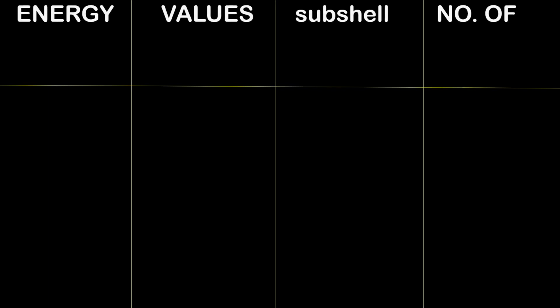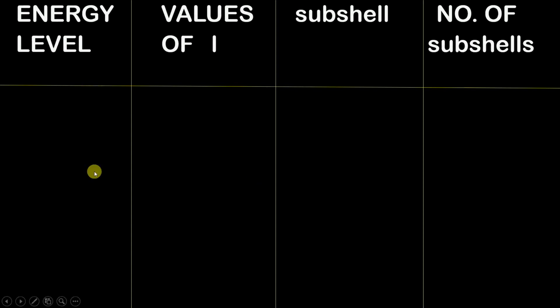Now, if you have understood the azimuthal quantum number, whatever I have told you till now, it is time for us to understand one table over here. In this table, the first column indicates the energy level. The second column indicates the values of L. The third column indicates subshell. The fourth column indicates the number of subshells. Now let us understand what is this.